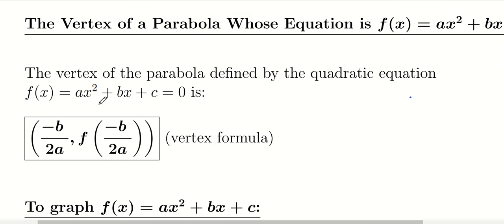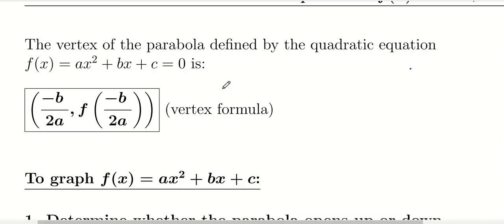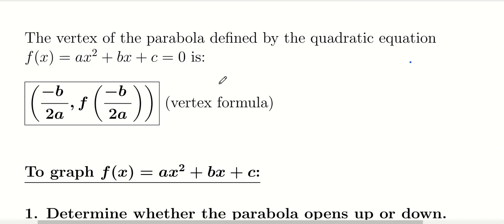The vertex formula. Suppose we have a quadratic function written in the form ax squared plus bx plus c equals 0. The vertex is going to be located at the following point. Keep in mind, this is an ordered pair, a point in the plane. The x-coordinate of the vertex, this is really the thing you have to put to memory, is negative b divided by 2a.